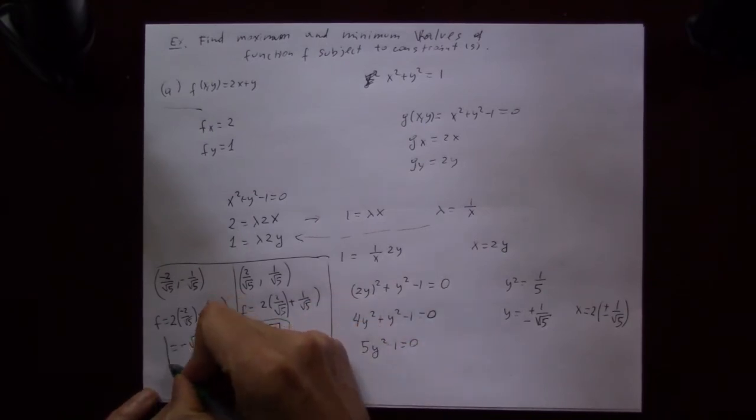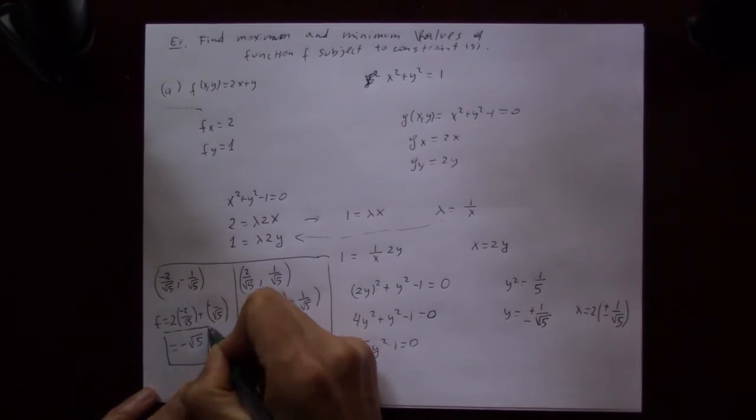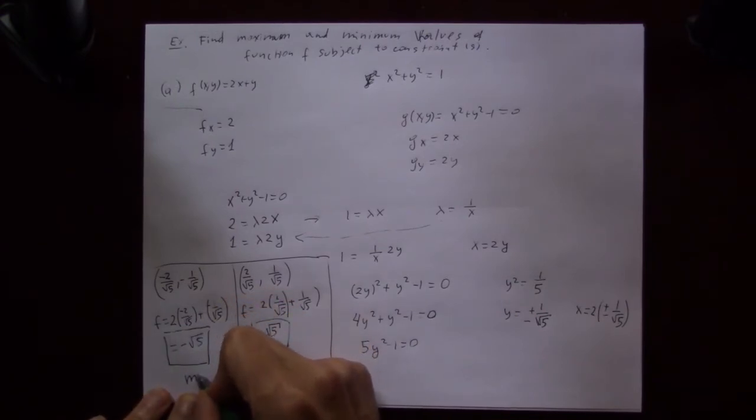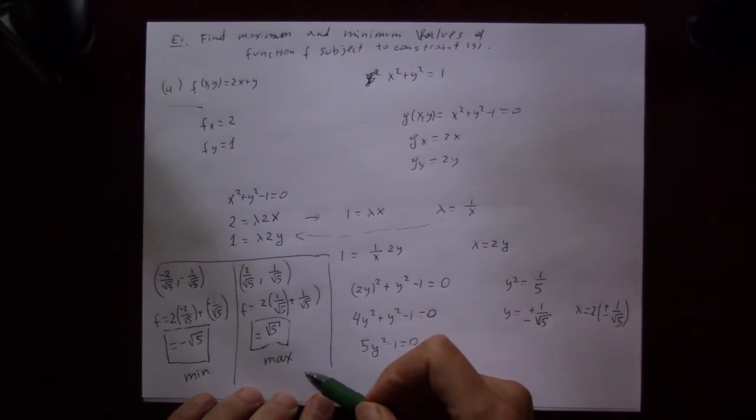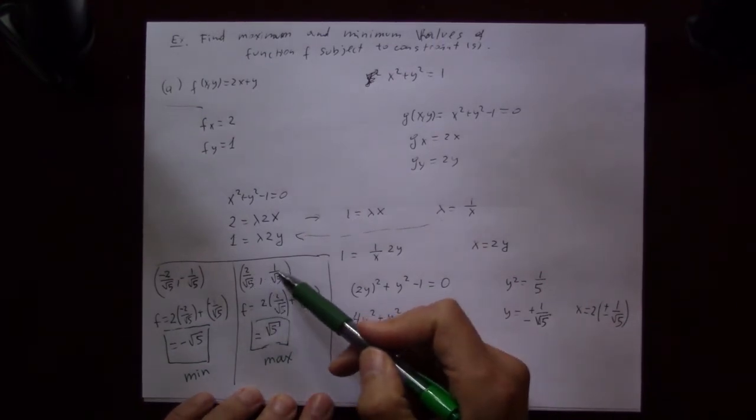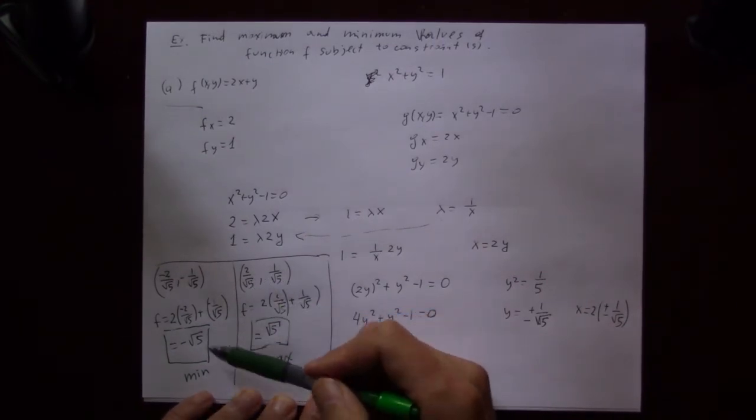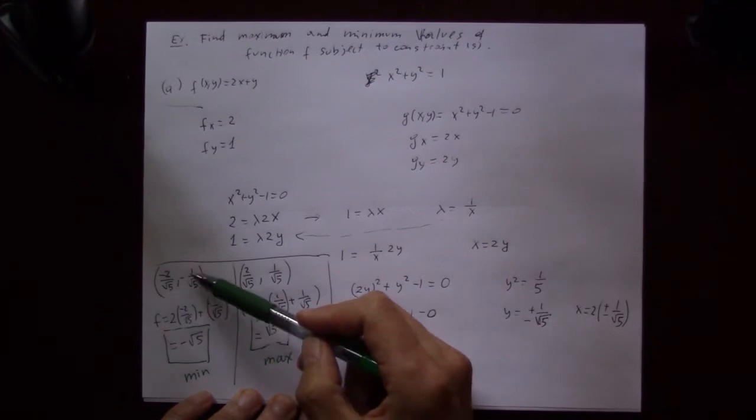And the minimal value of the function is going to be negative square root of 5. That will be the minimal value. And maximal will be attained at the point 2 over square root of 5, 1 over square root of 5. And minimal will be attained at the point negative 2 over square root of 5 and negative 1 over square root of 5.